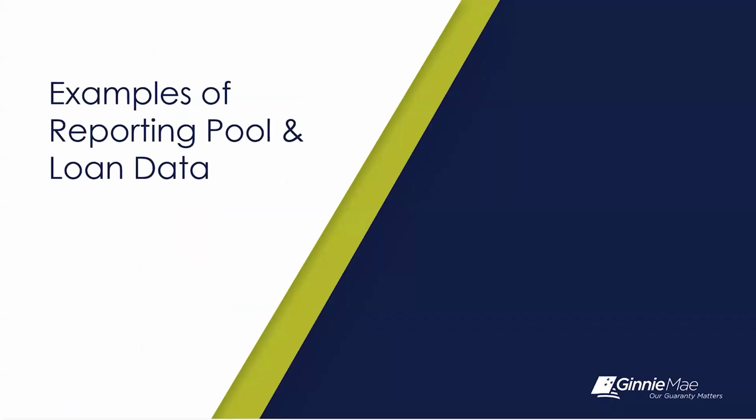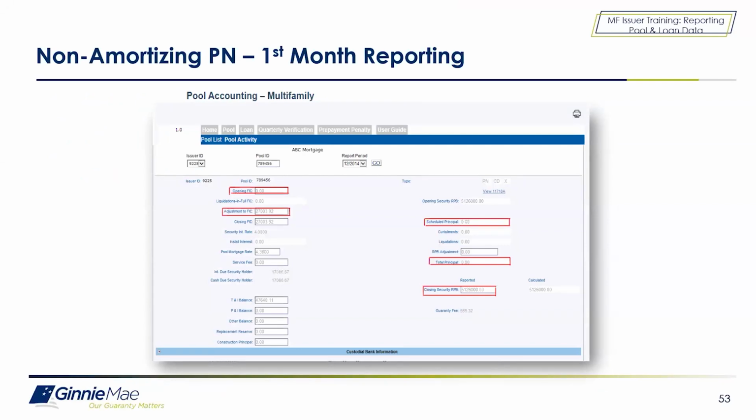Okay, now let's review examples of reporting pool and loan data. So if you have a non-amortizing PN pool, the slide here shows you how to report that first month in RFS. First, the opening FIC should be 0. The adjustment to FIC must be the loan level FIC and entered as a positive number. The closing FIC should be the same number as the adjustment to FIC. Scheduled principal and total principal amounts should be 0. And lastly, the closing security RPB should equal the opening security RPB.